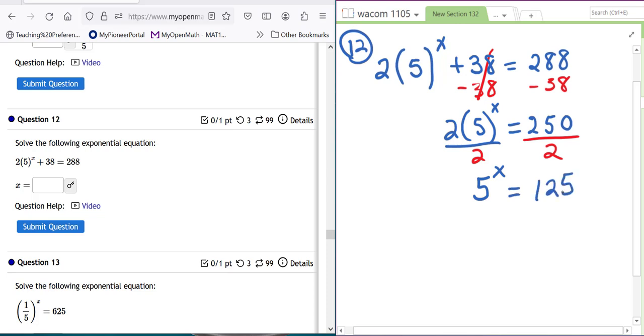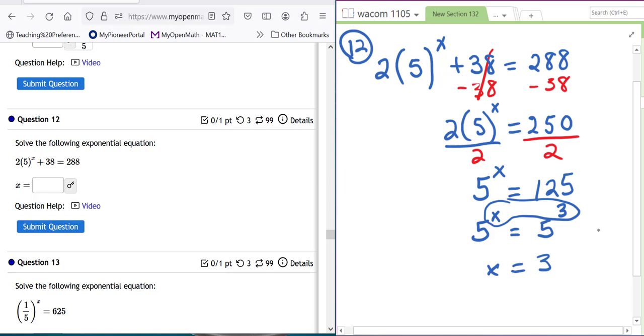And this actually is turning out really nice because 125, you can play with it, but it's actually 5 to the 3rd. If you just test this base, 5 to the 1, to the 2, to the 3, it will give you 125. Once you get the bases the same, you can drop the base and set these equal. So you have x equals 3, and it's already solved.